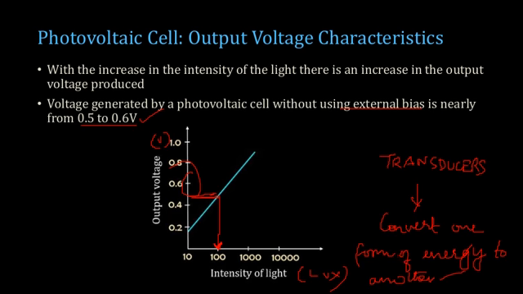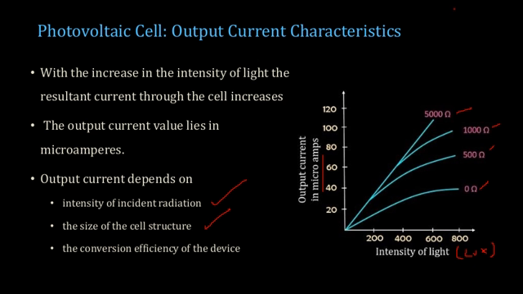By looking at the output voltage and output current, you are able to predict, or indicate, the light that is falling on the device.